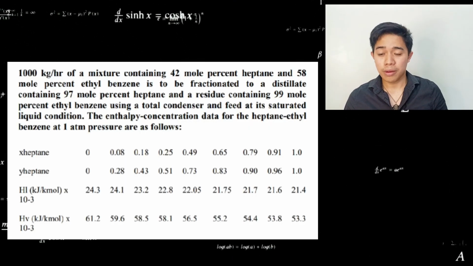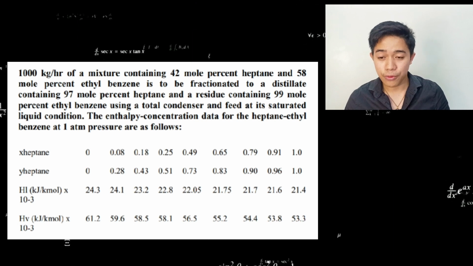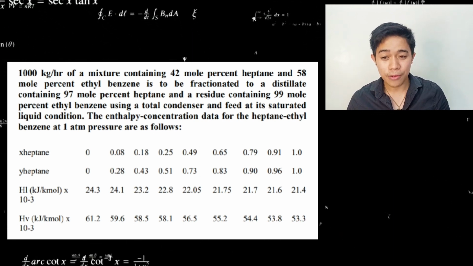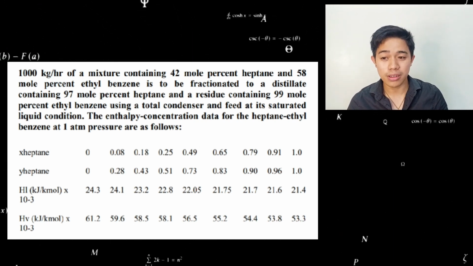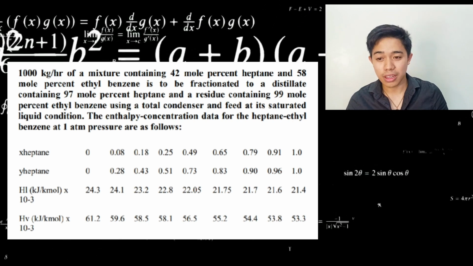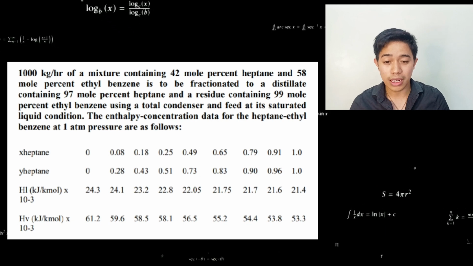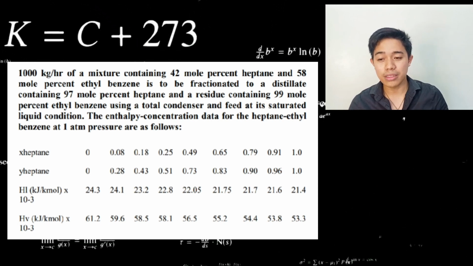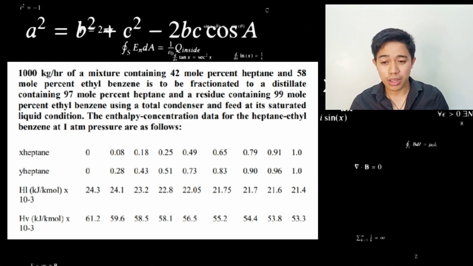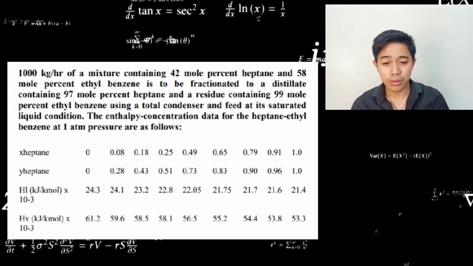A 1000 kg per hour mixture containing 42 mole percent heptane and 58 mole percent ethyl benzene is to be fractionated to a distillate containing 97 mole percent heptane and a residue containing 99 mole percent ethyl benzene using a total condenser and feed at the saturated liquid condition.